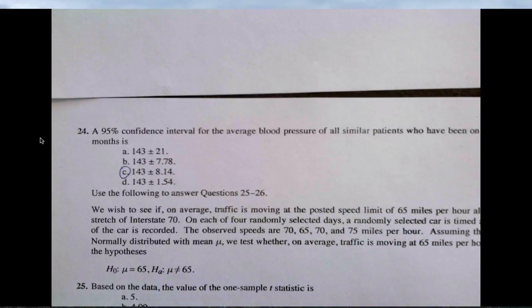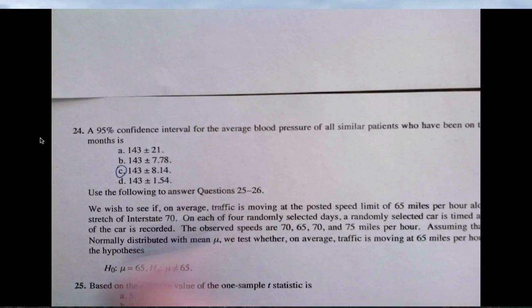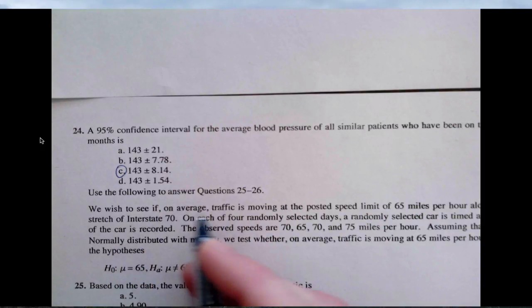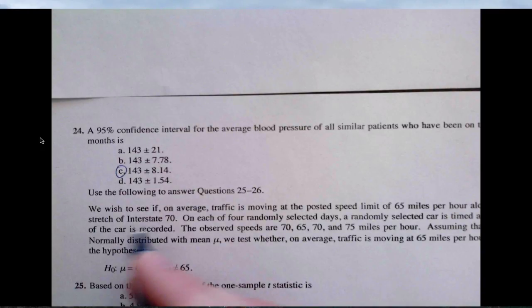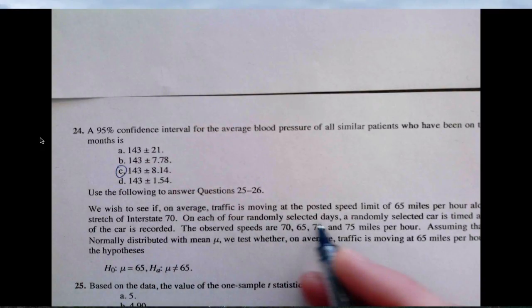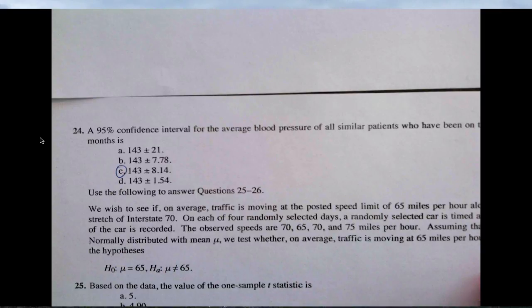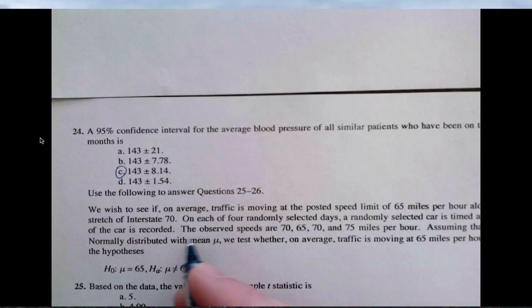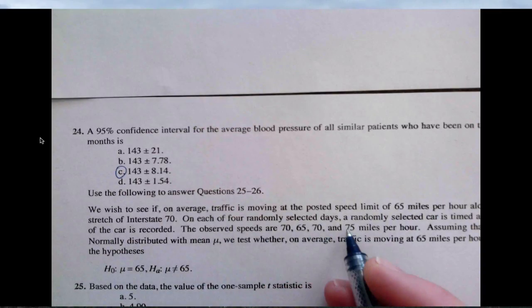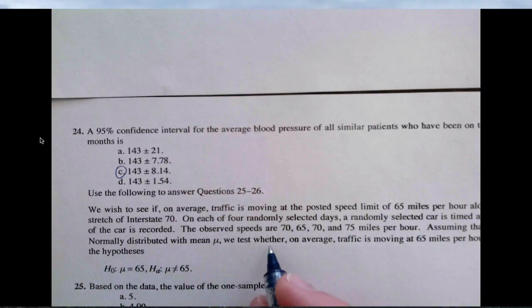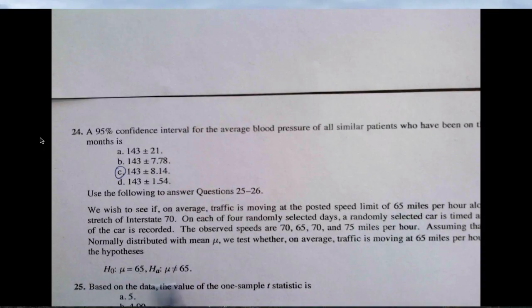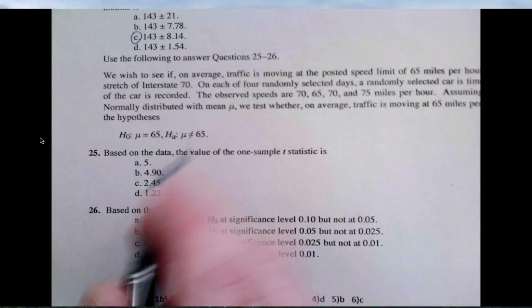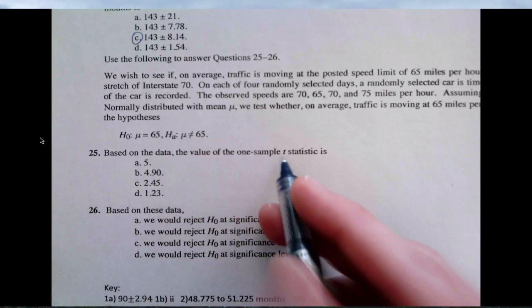All right. Next, use the following to answer questions 25 to 26. We wish to see if on average traffic is moving at the posted speed limit of 65 miles per hour along a certain stretch of Interstate 70 on each of 4 randomly selected days. A randomly selected car is timed and the speed of the car is recorded. The speeds are 70, 65, 70, and 75. Assuming that the speeds are normally distributed, we test whether on average traffic is moving at 65 by testing these hypotheses. It is 65, it is not 65. Got it. Based on the data, the value of the one sample t statistic is what?